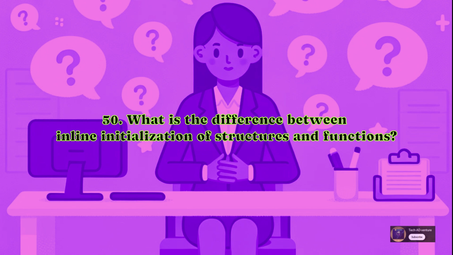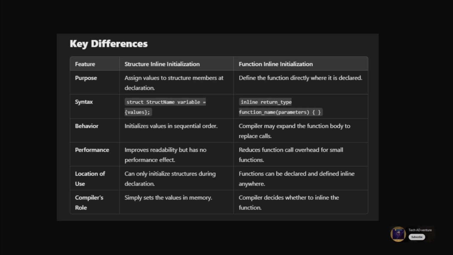50. What is the difference between inline initialization of structures and functions? Inline initialization refers to assigning values to variables, like structures, or defining functions directly where they are declared. However, there is a clear difference between inline initialization for structures and functions. Inline initialization of structures means initializing the structure members at the time of its declaration. In C, functions can be defined inline using the inline keyword in some compilers, or by defining their body directly during declaration. This provides the function definition within the same place as its declaration. See the key differences.